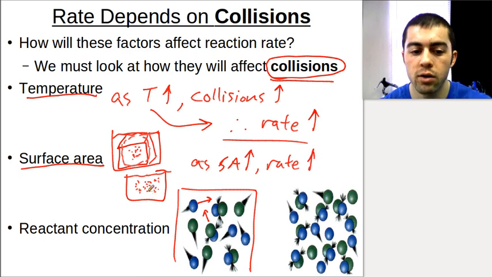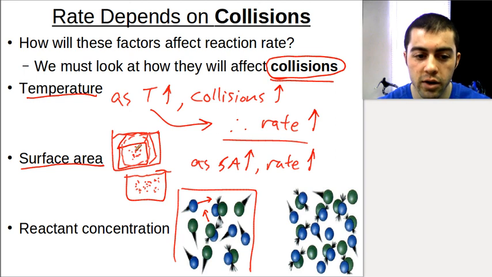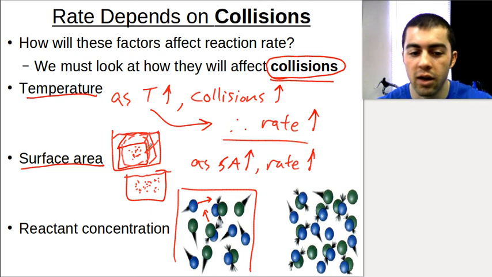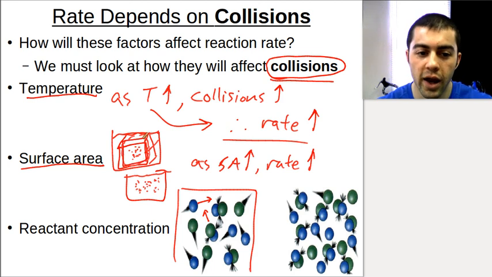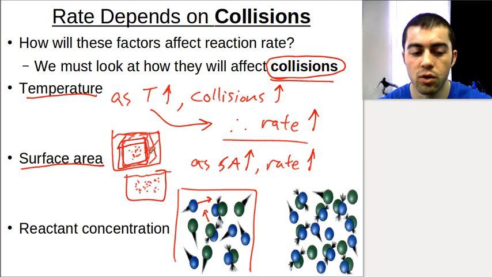A higher percentage of this substance that we're putting in here is going to be exposed, is going to be available for collisions. If it's in the center here, it's not available for collisions with this outside stuff because it can't come into contact with it. It's kind of blocked by the outer shell of this cube. So as surface area increases, rate increases again because we have more of an opportunity for collisions.